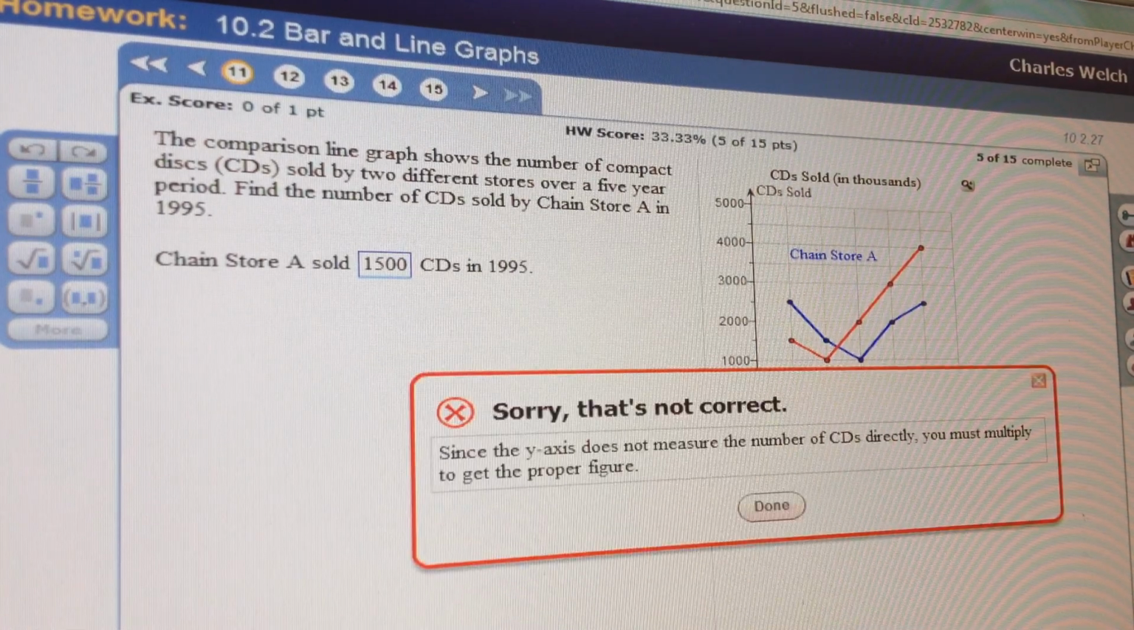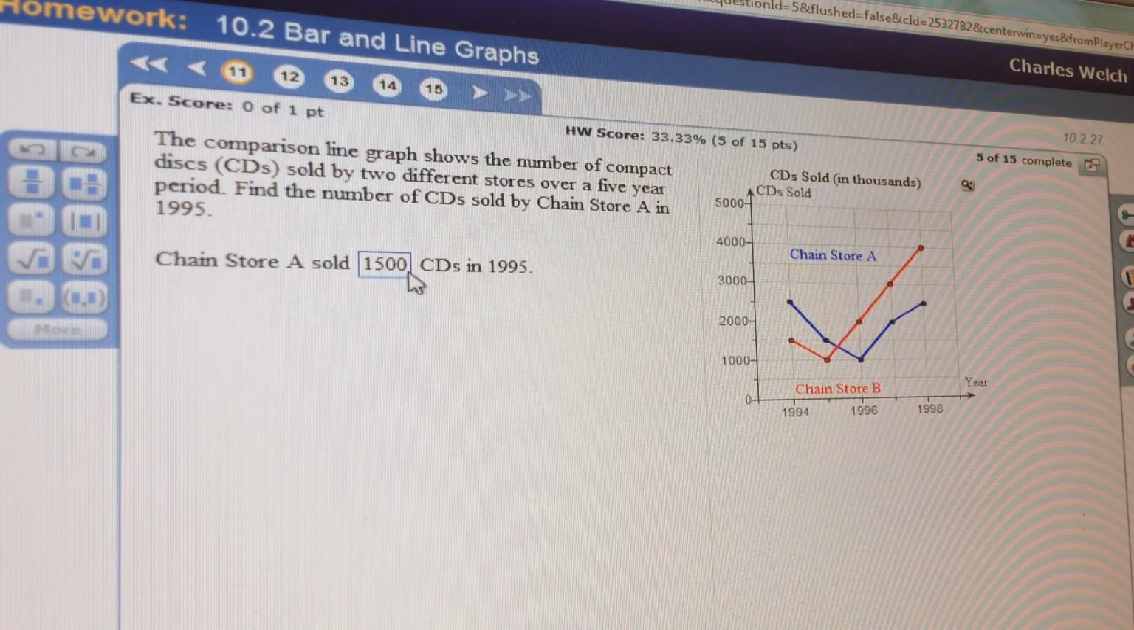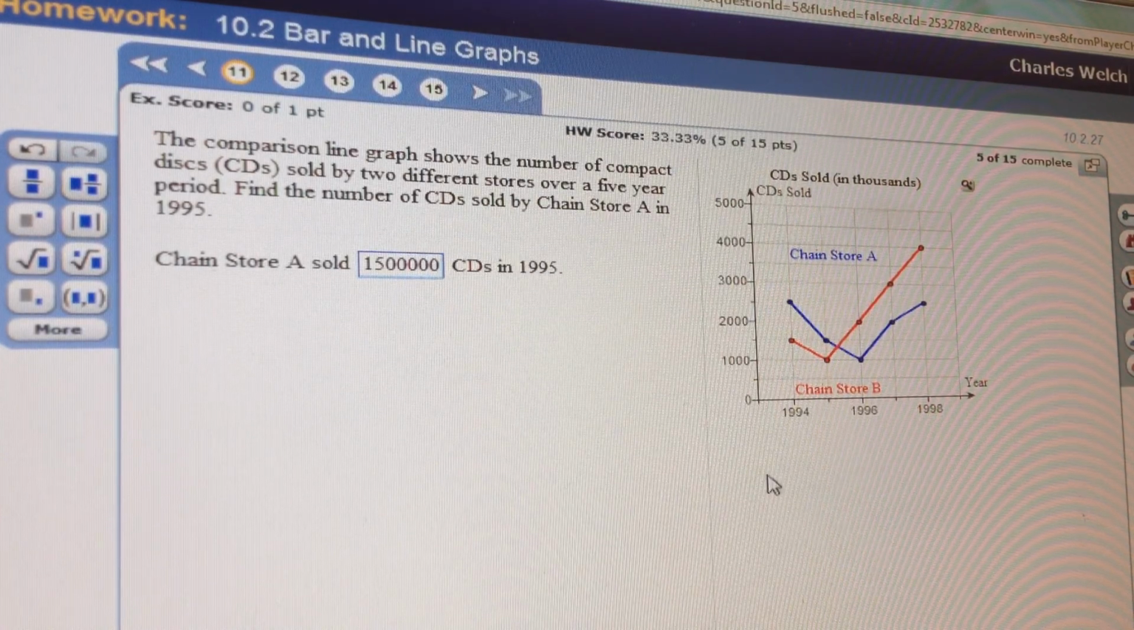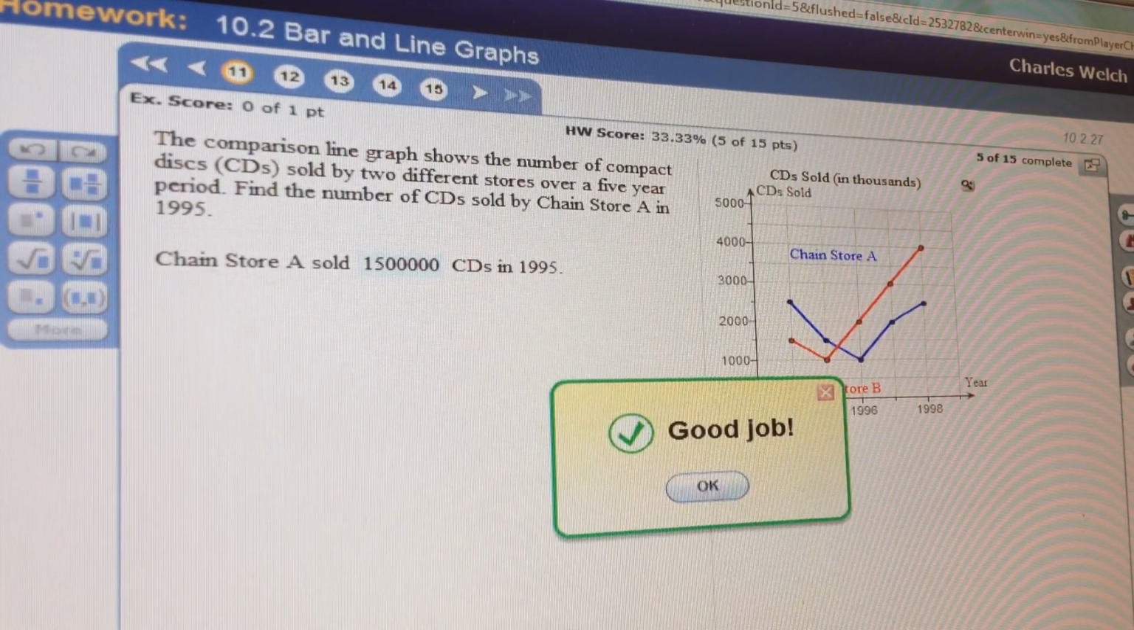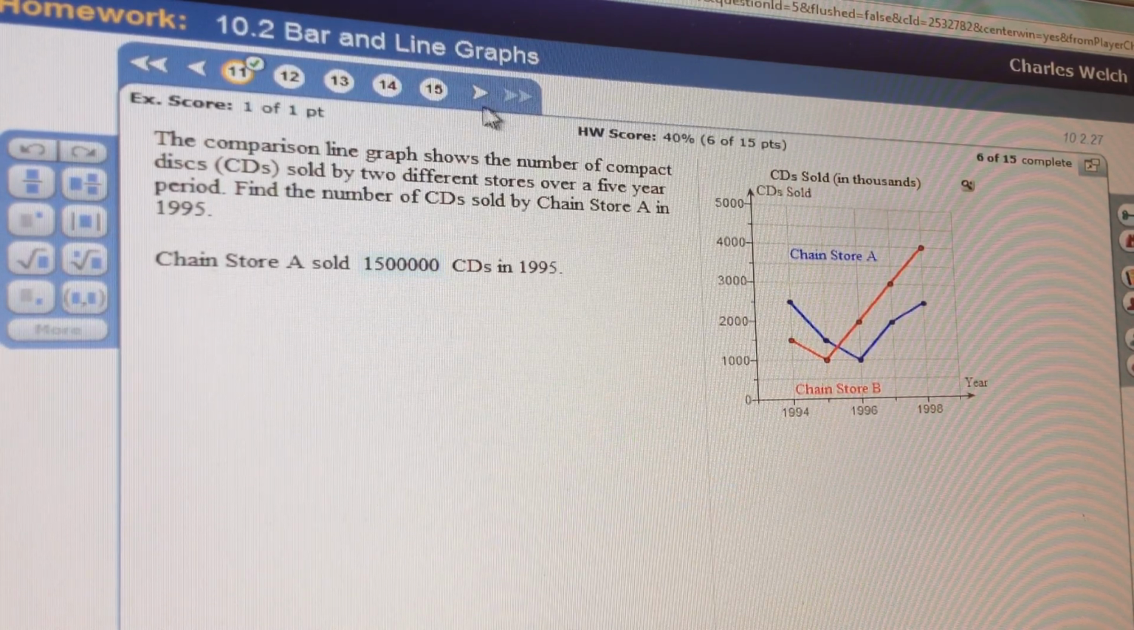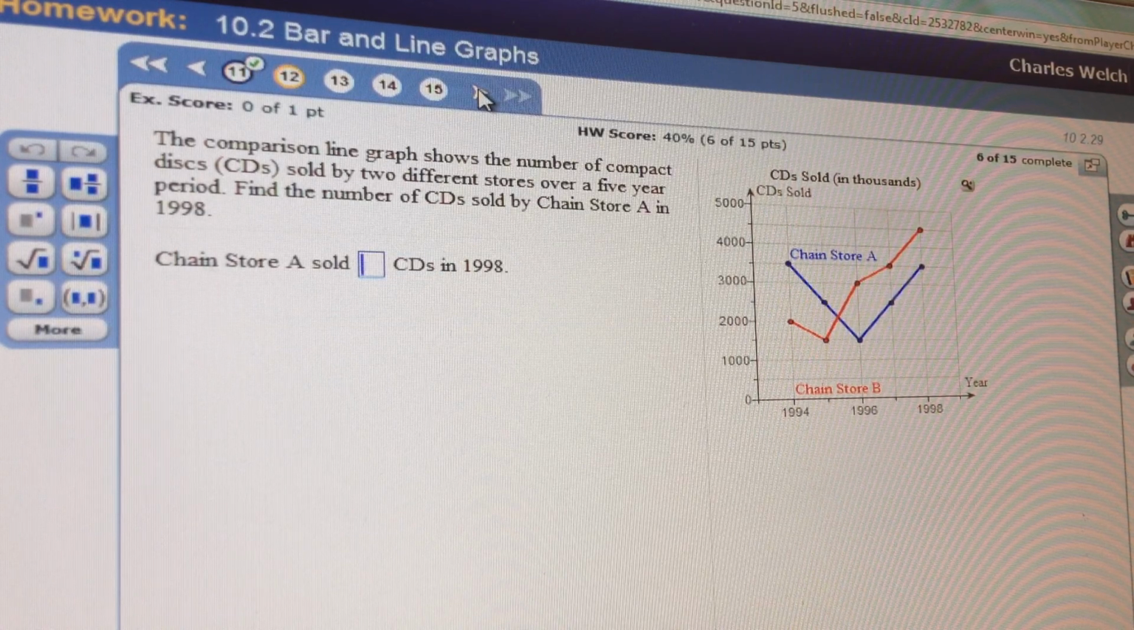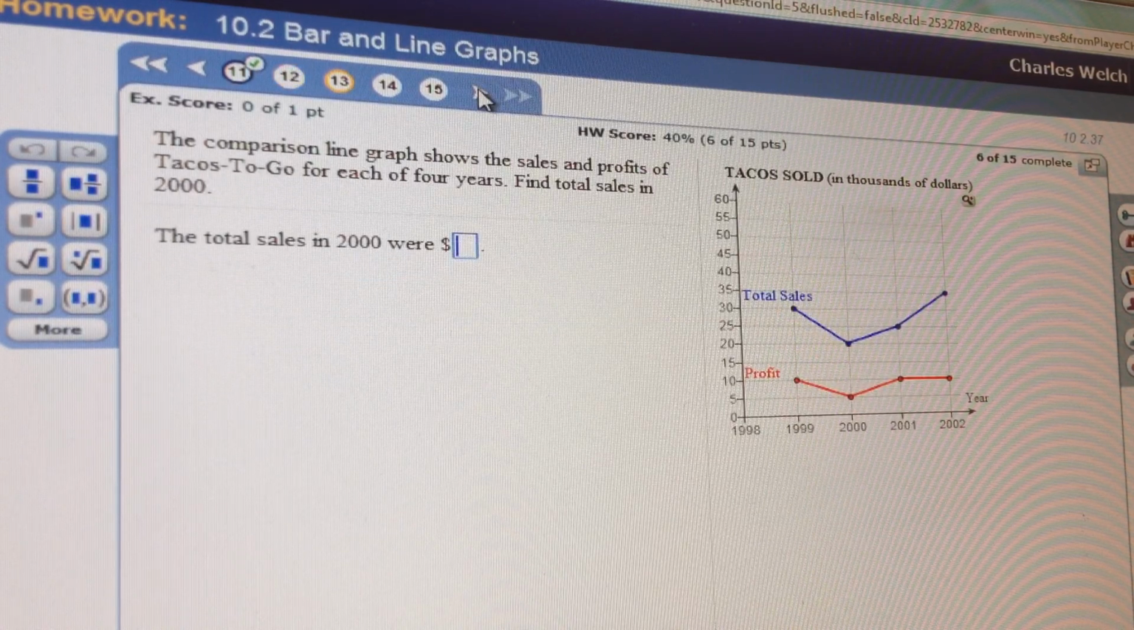Check that. And we got a wrong answer, and I think we have a wrong answer because I neglected that it's in thousands right here. So let's add 3 zeros to the back of this, and that'll give us the reflection of it being in thousands. Check that, and we're good. So I want to be really careful about that thousands business. I want to go to one more.